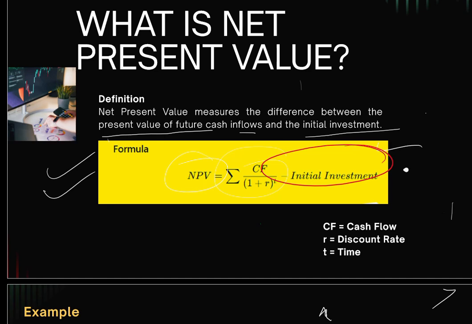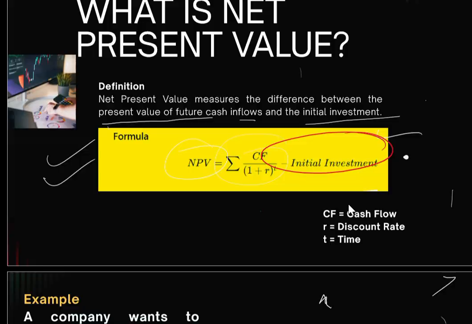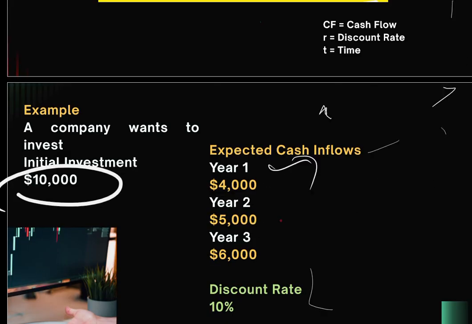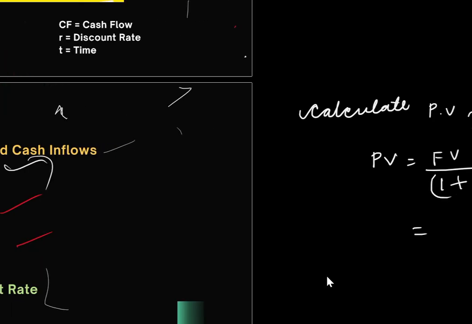So in our case, we have an initial investment of 10,000. So let's solve this question. The initial investment is 10,000 and the discount rate is 10%, and the cash flow for year one is 4,000, right? For year two we have 5,000, and year three is 6,000. Now the solution to this question is, we can directly use a table to present your solution perfectly, or we can simply do it step by step.